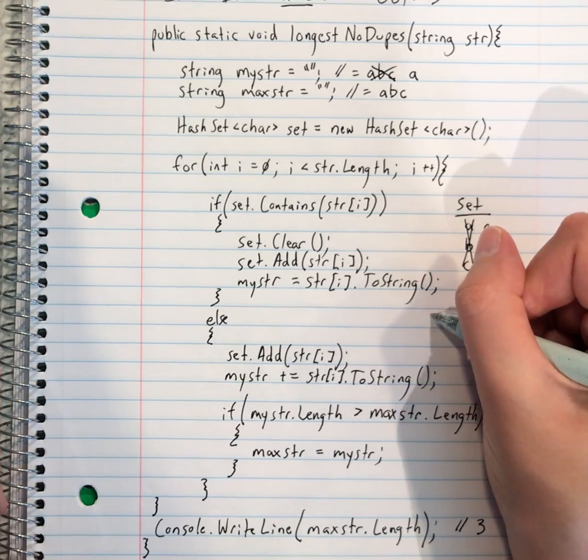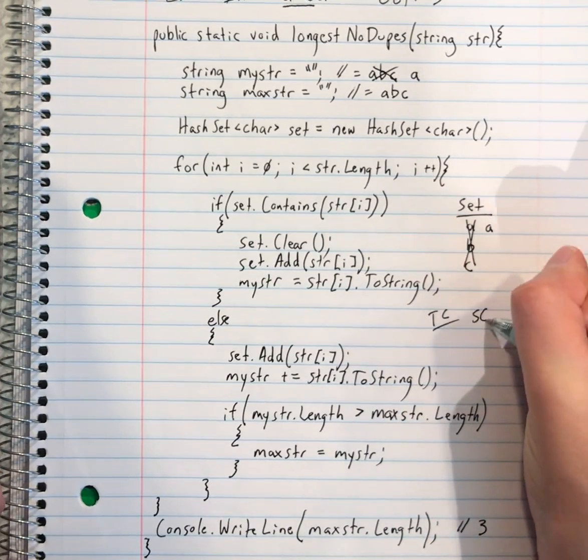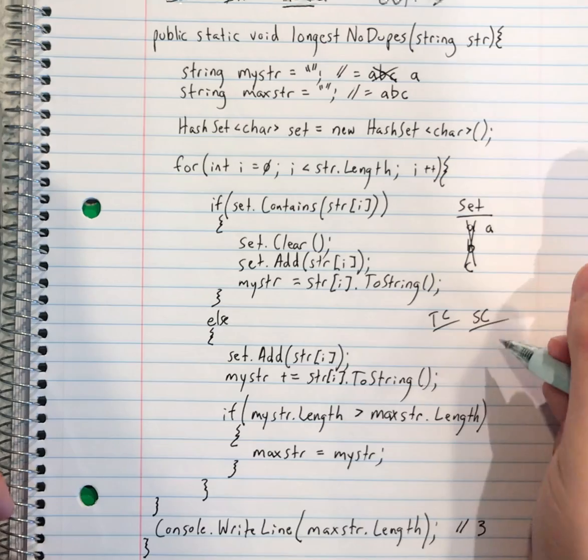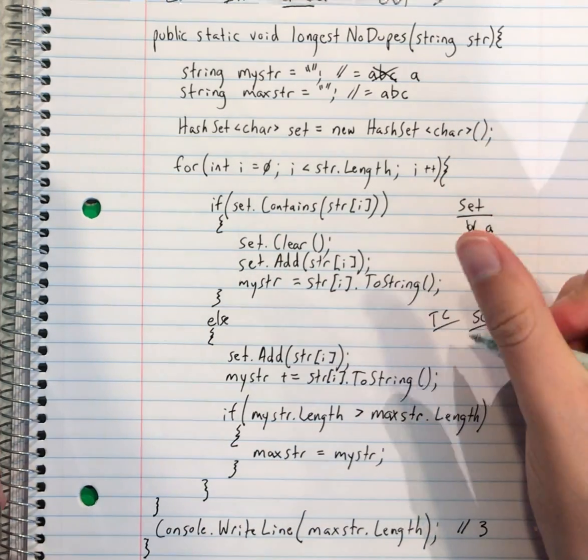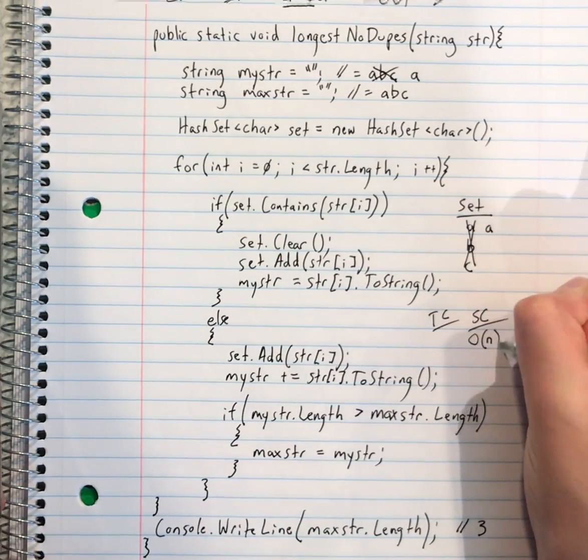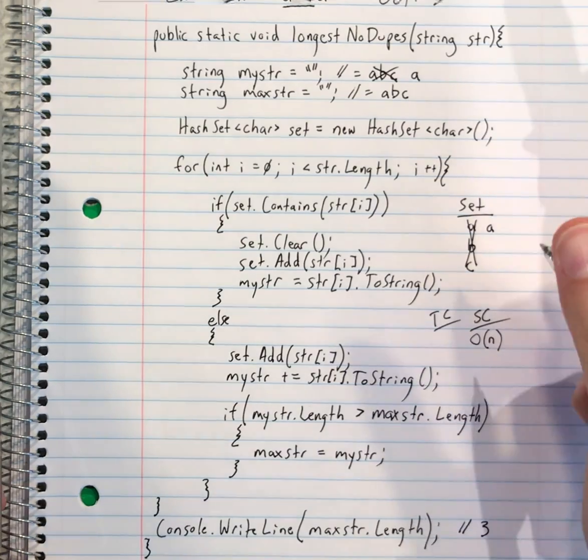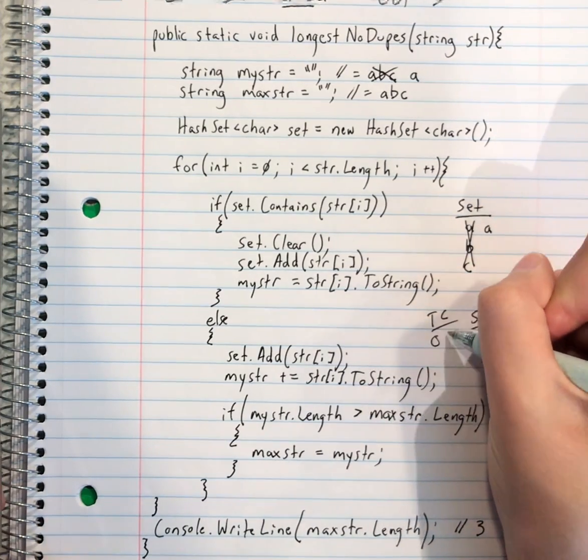Let me analyze the time complexity and space complexity. Space complexity, worst case, it's going to be big O of n. Time complexity is going to be big O of n.